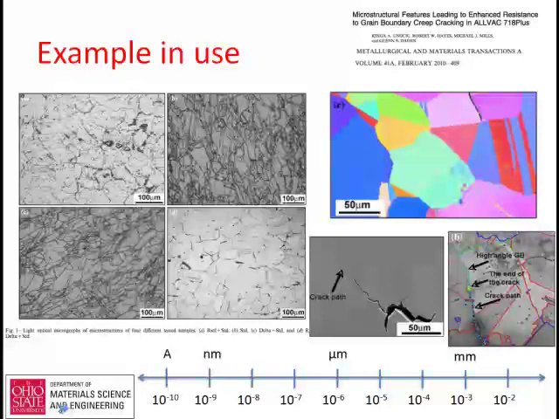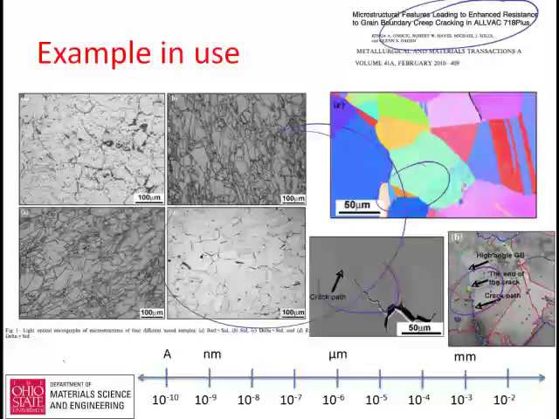So here's microscopy in use. Here are some of the techniques we can use to look at cracking effects. This is some work I was involved with to look at cracking in a particular superalloy. And what you can see is cracking tends to happen along these crystalline boundaries. This is a crack path. We can actually image to see what crystal is where, and again look at all kinds of different length scales associated with this.